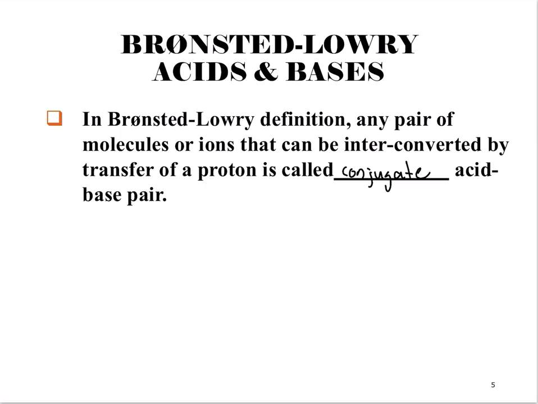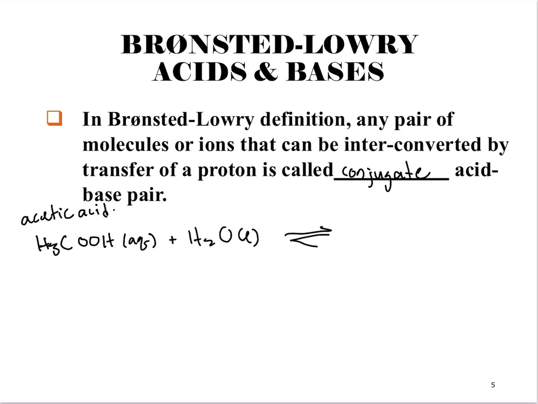And so if we have CH3COOH, this is an acid that you have seen before. It's called acetic acid. This is the chemical formula. It's an aqueous molecule, and we put it in a solution of water. We will get CH3COO minus aqueous plus H3O plus.